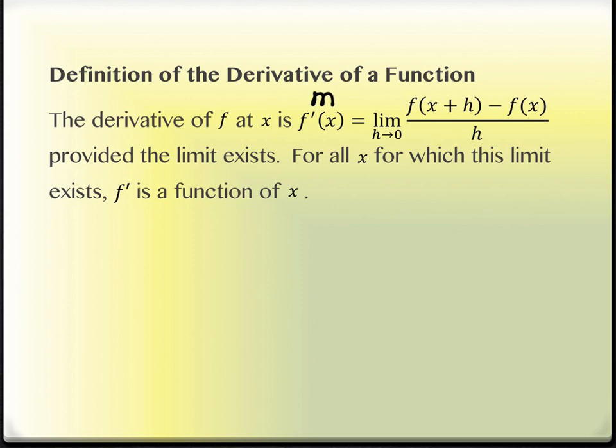It's equal to the limit as h goes to 0 of f of x plus h minus f of x over h, provided the limit exists. For all x for which this limit exists, f prime is a function of x. So this is telling you if you start out with a function and you do this process, you get another function. Should we write m or the f prime of x? I'm just reminding you that that's what it was from the previous slide.